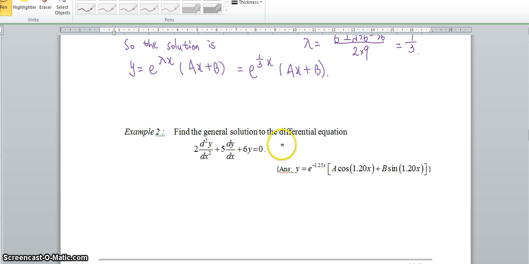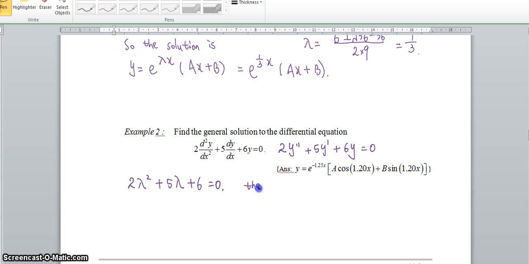Okay, again, let me rewrite this equation in a simpler form. Find the general solution to the differential equation 2y double prime plus 5y prime plus 6y is equal to 0. So what is the characteristic equation? It's going to be 2 lambda squared plus 5 lambda plus 6 is equal to 0.